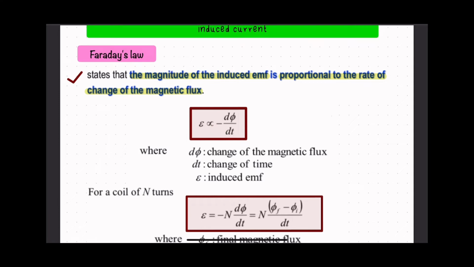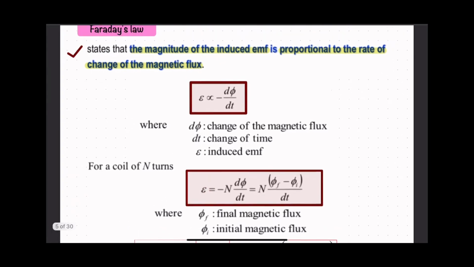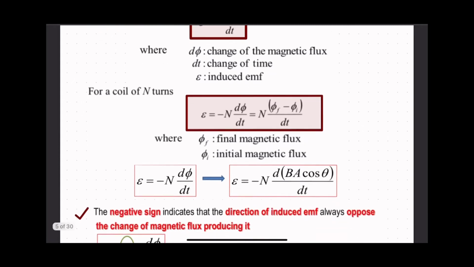So d flux is change of magnetic flux, dt is change of time, and epsilon is induced EMF. For n turns, you just add the number of turns here. Sama je. Dan syarat dia untuk we have the induced EMF, dia mesti terhasil kalau ada change of flux. Kalau tak ada perubahan flux, dia tak boleh berlaku induce. No induced EMF will occur, where flux final and flux initial is initial magnetic flux.